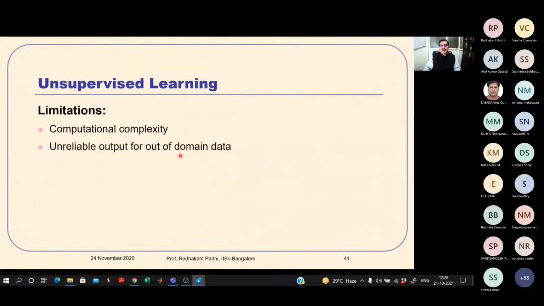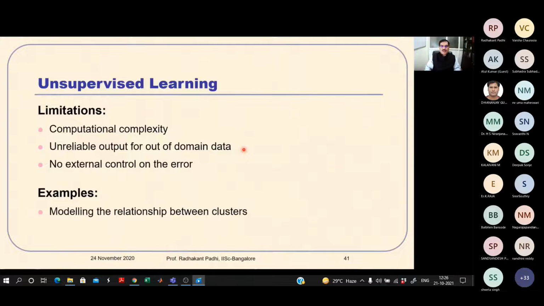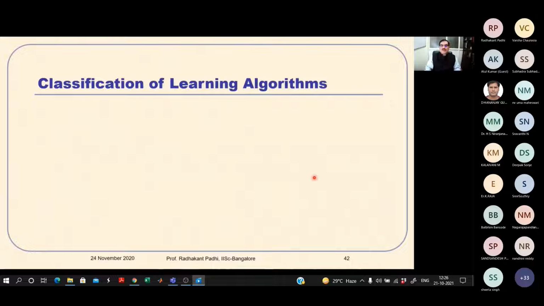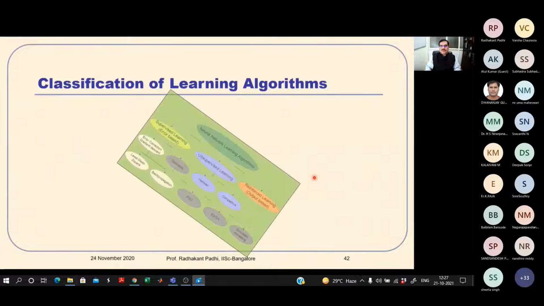All right, so coming to the limitations of unsupervised learning, of course it has computational complexity, and it gives unreliable output for out of domain data. And obviously there is no external control on the error as well. Examples are many. You can talk about modeling the relationship between clusters, reducing dimensionality of high-dimensional data, and things like that.